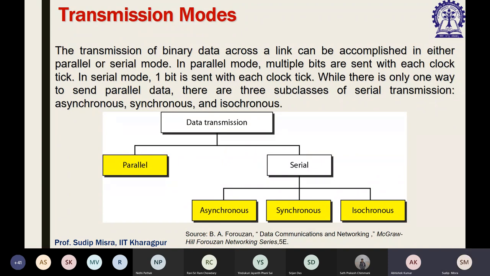So for parallel transmission, there is no further classification of it. However, for serial transmission, there are three different types of serial transmission that can happen. And this is where we are going to focus mostly in the rest of the chapter.